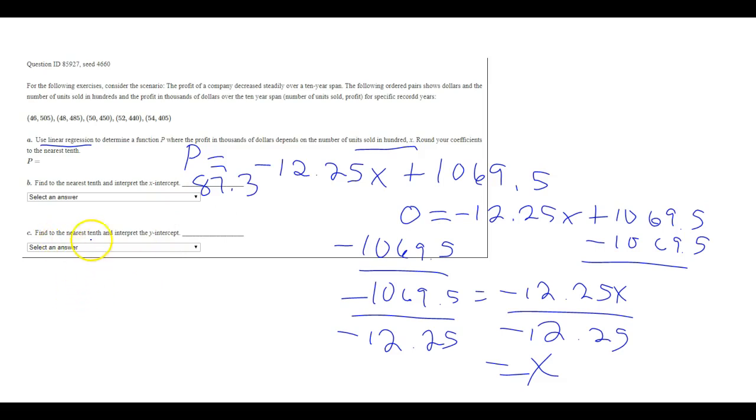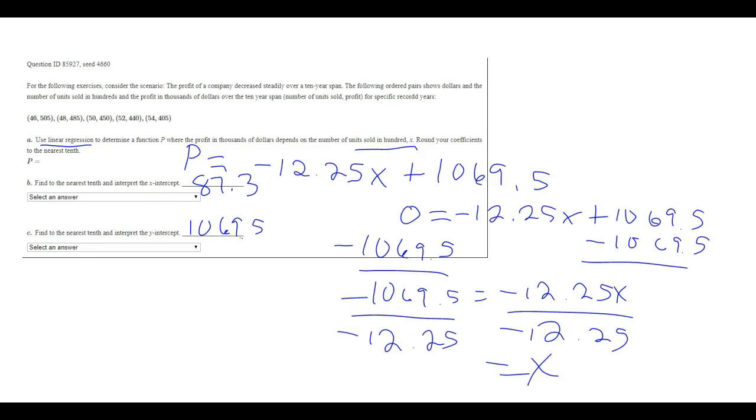And in order to find the y-intercept, that's where my x equals 0. So that one's not quite as bad. If I let this x equal 0, that leaves me with the 1069.5. And then you just have to figure out what these mean. It's what does the x-intercept mean?